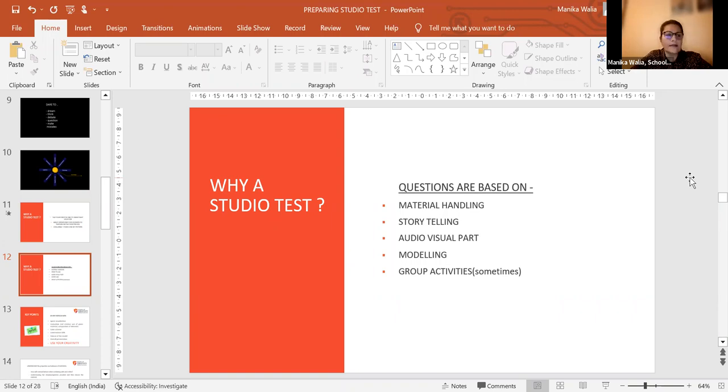Now, how you handle the material is, again, you have to think of the ways in which you can come out with some technique which is using all your sensory experiences. Now, what do I mean by that?